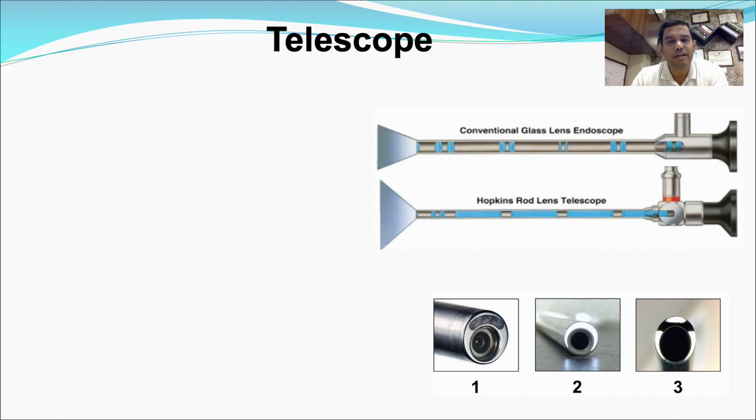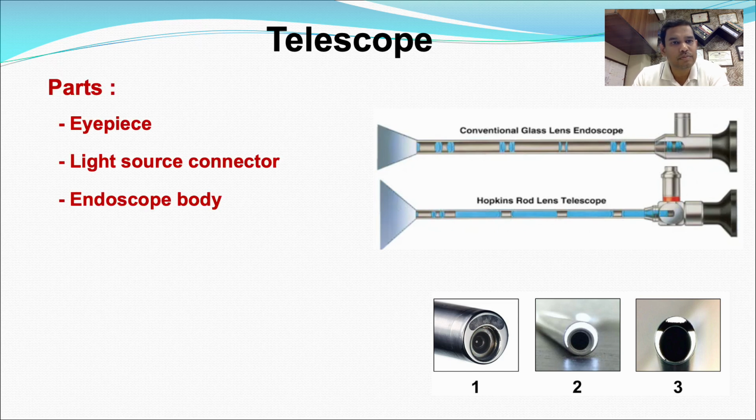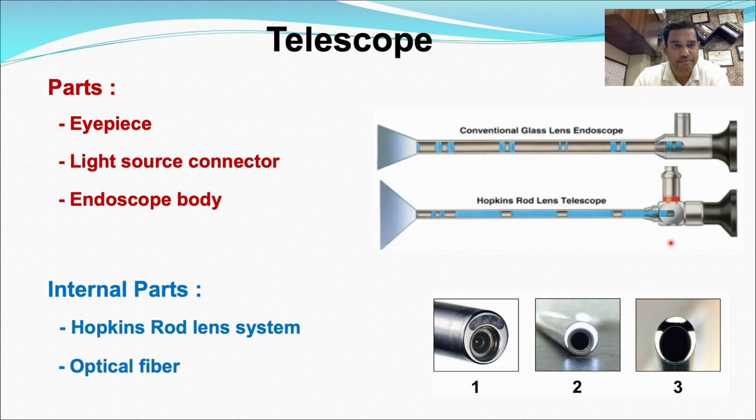Next component of Endovision system is the telescope. Telescope has various parts when you see from outside. One is the eyepiece. This is the eyepiece where your camera head gets connected. Second is the light source connector. This is the area of light source connector, and the rest of it is called as the endoscopic body. When you take a cross section through the endoscope body of the telescope, we can see this configuration.